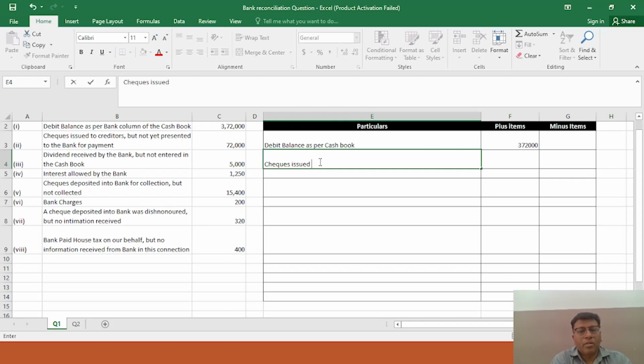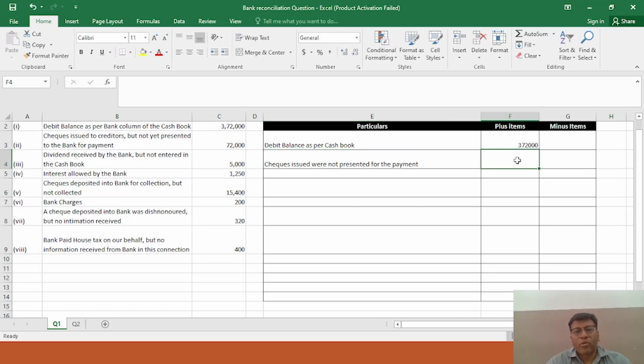checks issued were not presented for the payment. Okay, and what is the amount, and where do you have to write, in plus items or minus items? Because I told you that you issued the check but it was not presented, so the bank balance is not changed, but you have reduced the cash balance.